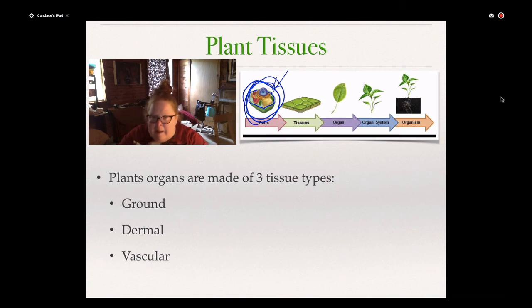Okay, so in our levels of organization, we go from cells to tissues. Those three cell types can be found in all of our organs, and we're going to see them around these tissues or making up these tissues, depending on what tissue it is. So let's talk about the different tissues that we find in plants.